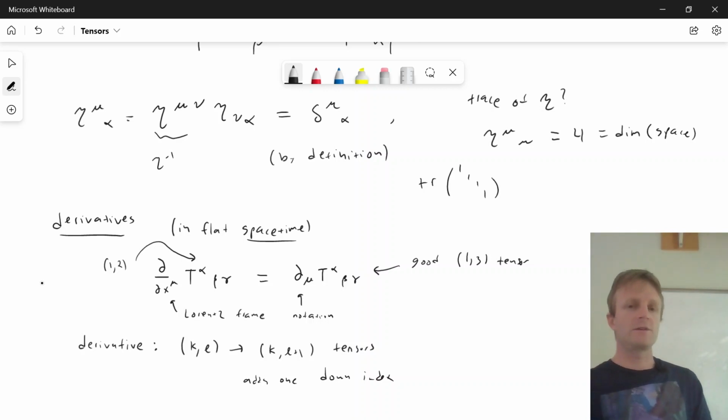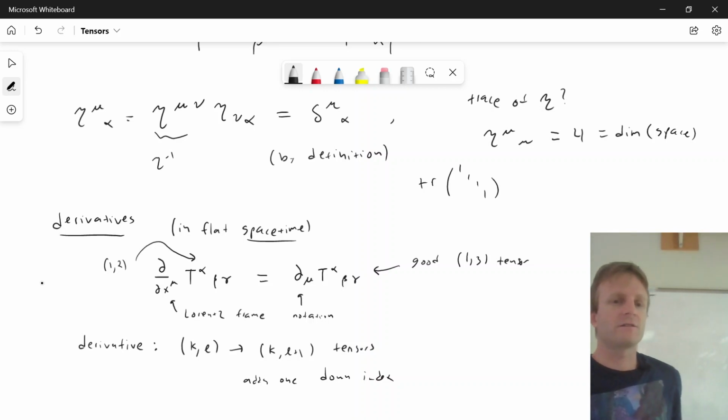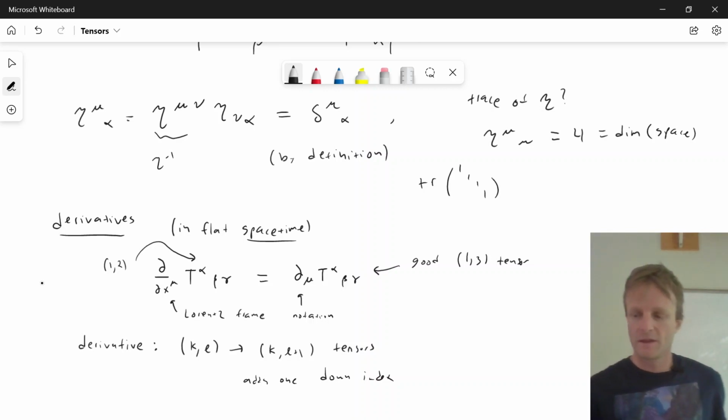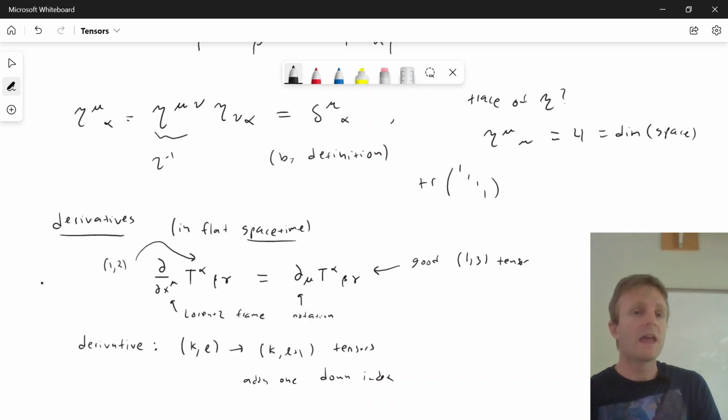So more generally, you can do that with any tensor with any number of up and down indices in flat spacetime in Cartesian coordinates. And we'll define a generalization for curved spacetime as well.